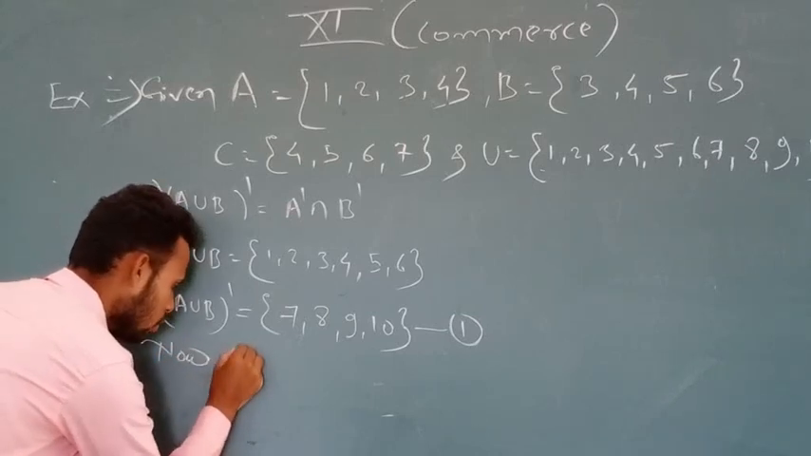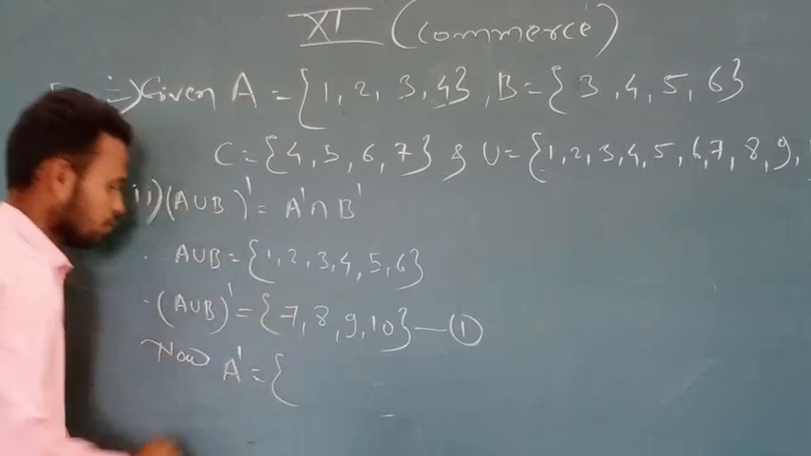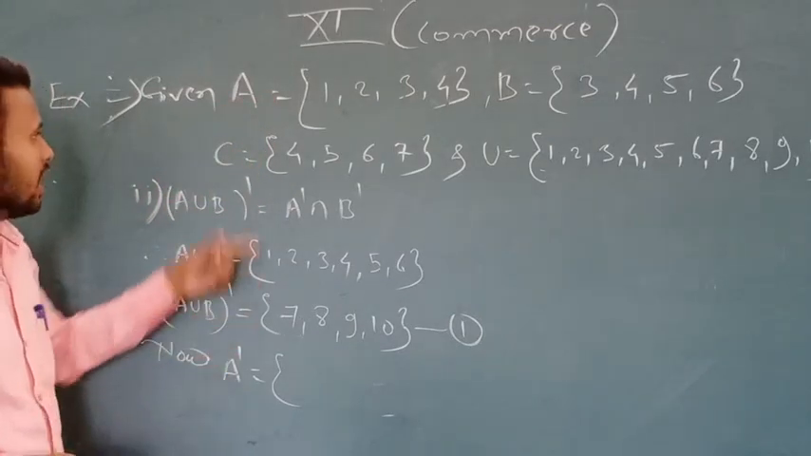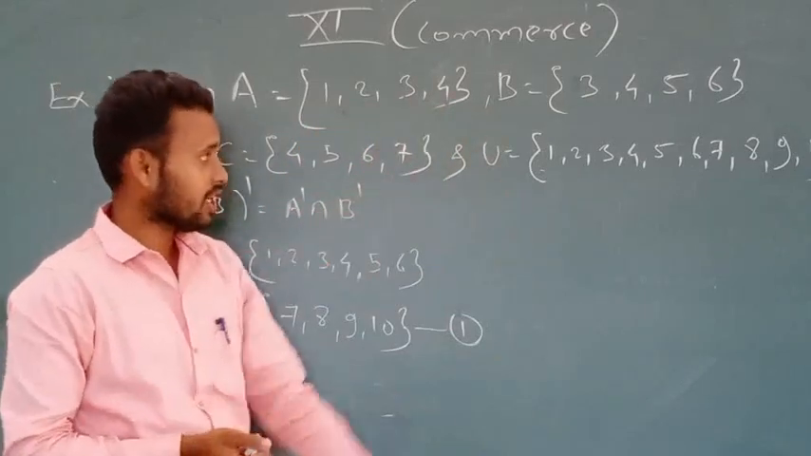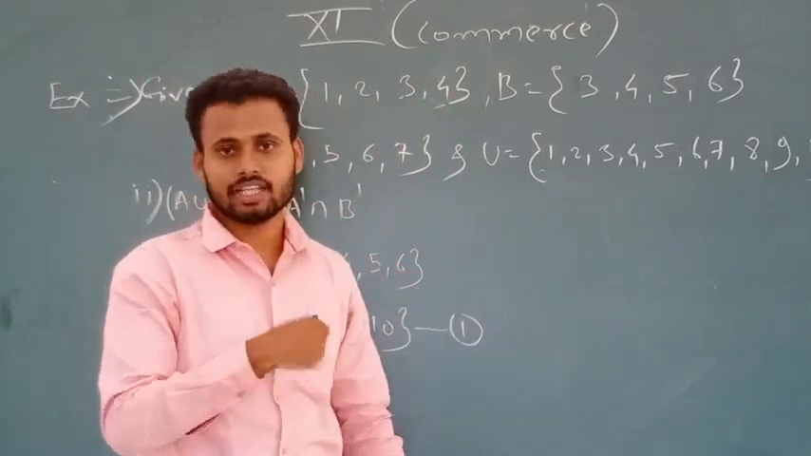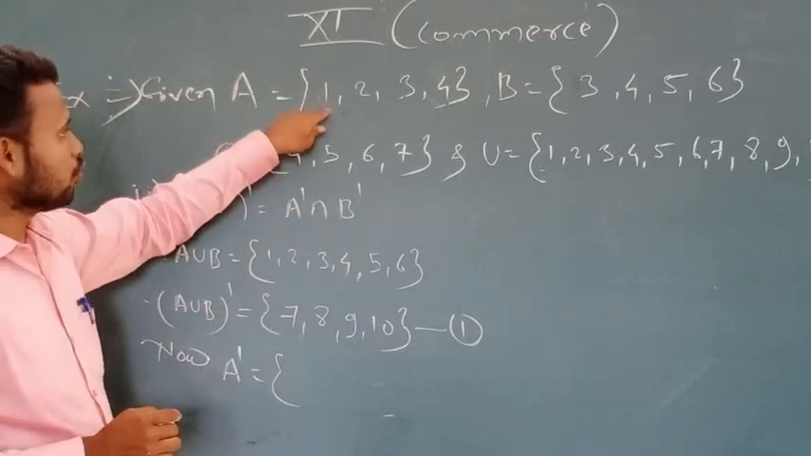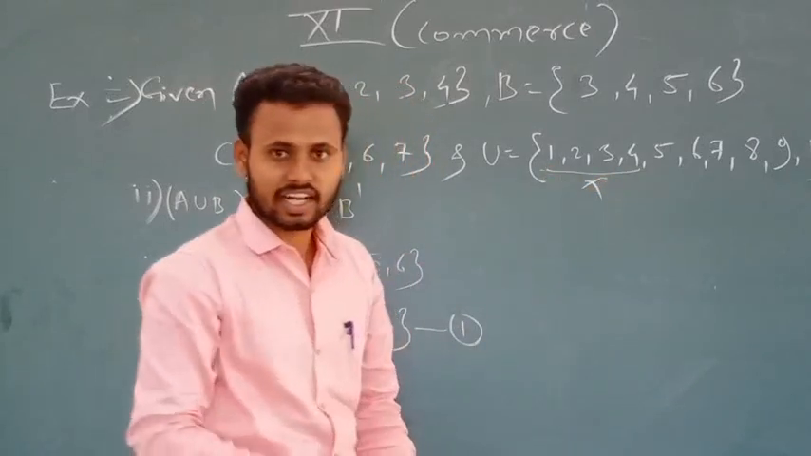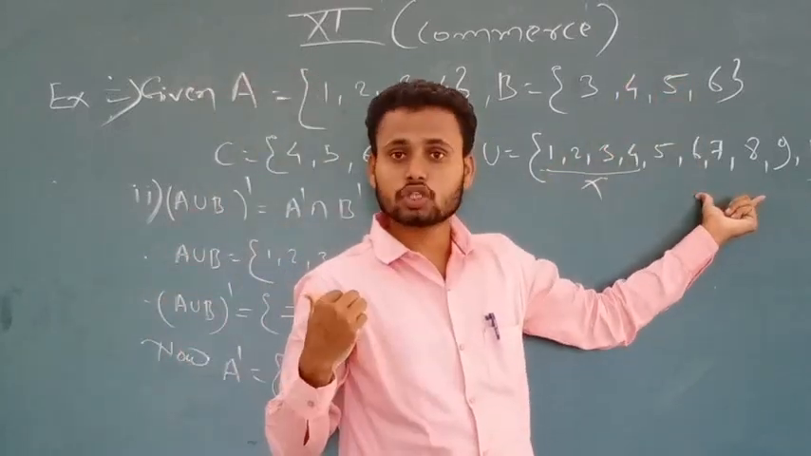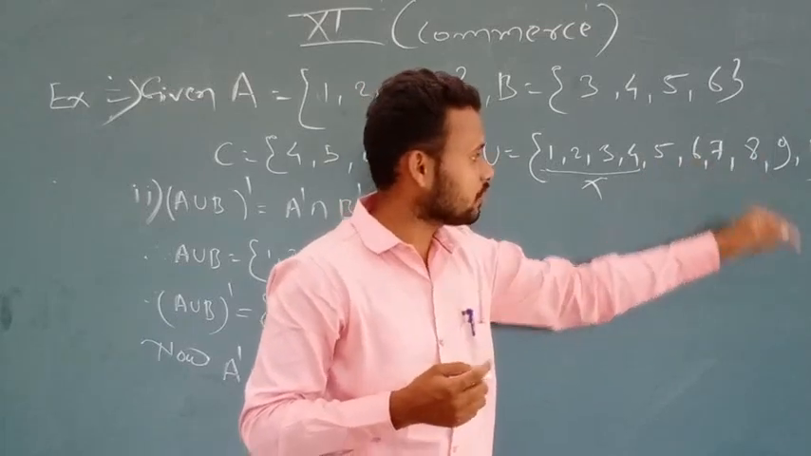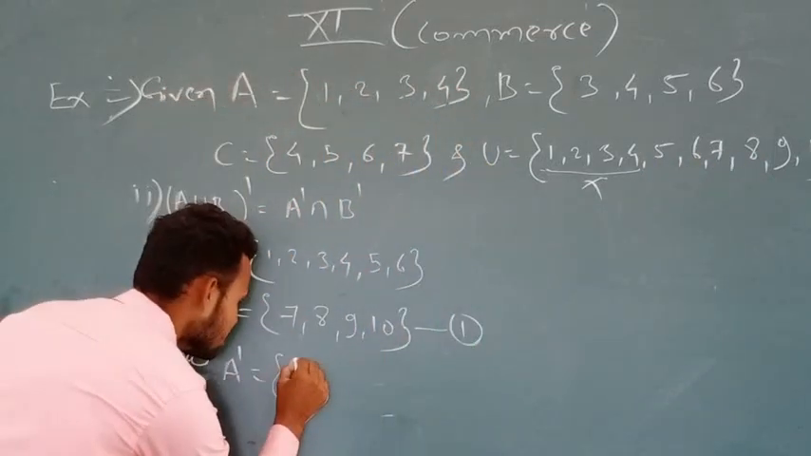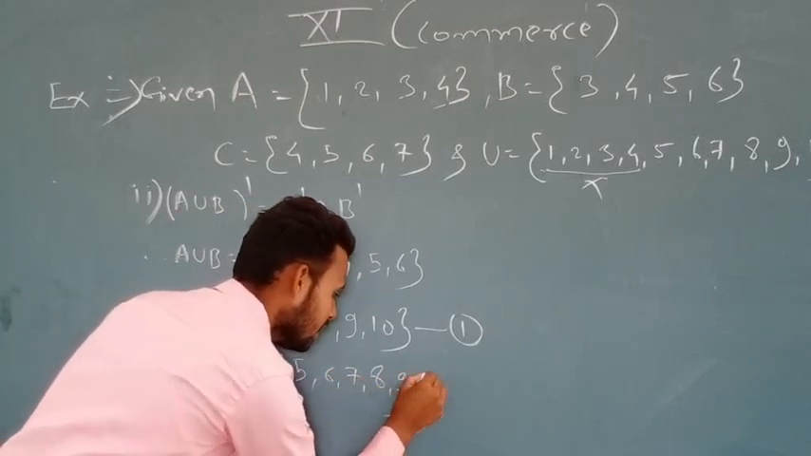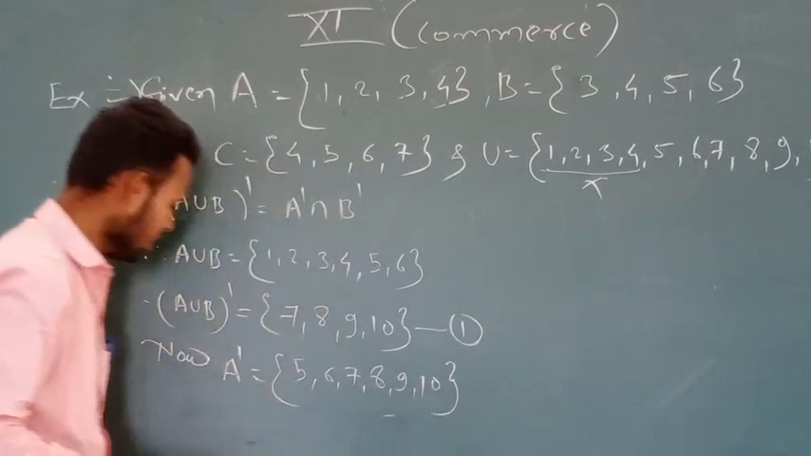Now take A complement, which is equal to A complement. Here A, then complement of that set म्हणजेच A मधील एलिमेंट सोडून जेवढे एलिमेंट universal set U मध्ये राहतील ते A complement. आता A मध्ये एलिमेंट्स कोणते आहेत, 1 2 3 4, हे एलिमेंट्स आपण घेणार नाही. ते सोडून जेवढे एलिमेंट्स राहतील ते A complement, म्हणजे 5 6 7 8 9 10. Therefore A complement contains the elements 5 6 7 8 9 and 10, we get A complement.